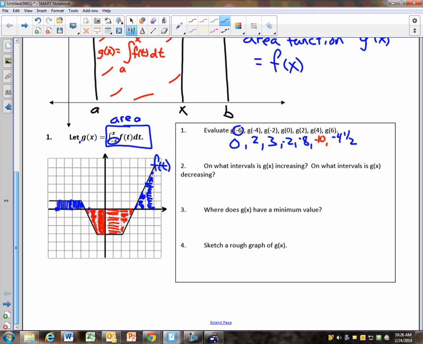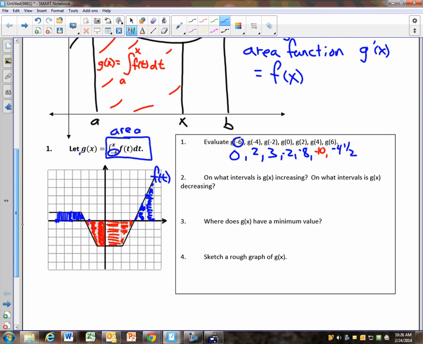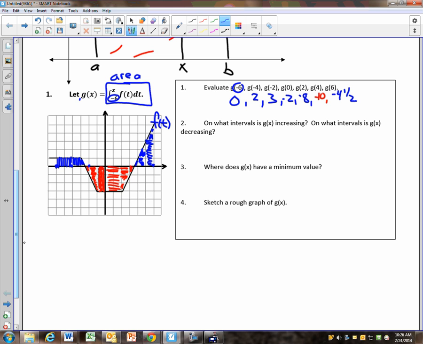So, we just defined function values for g of x. Now the question is, on what intervals is g of x increasing? If we start at negative 6, we saw it increased. It increased to what point? Negative 2.5, right? Right there is where it stopped increasing. You can see the area went from positive to negative. So it increased to that spot. So from negative 6 to negative 2.5.